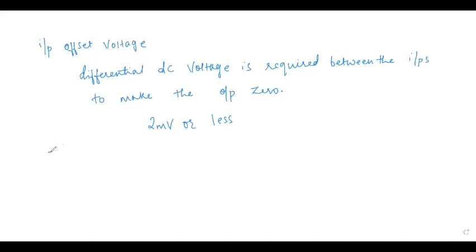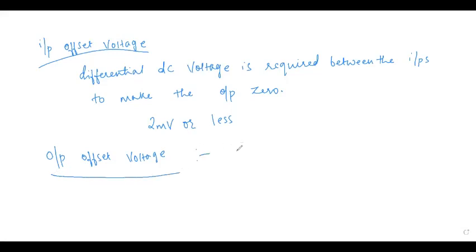Coming to output offset voltage. So this is the actual value of the output voltage when the inputs of an op-amp are 0. Here, in case of input offset voltage, when there is no input voltage applied, there is certain output voltage. That output voltage, when inputs are 0, itself is called as output offset voltage.